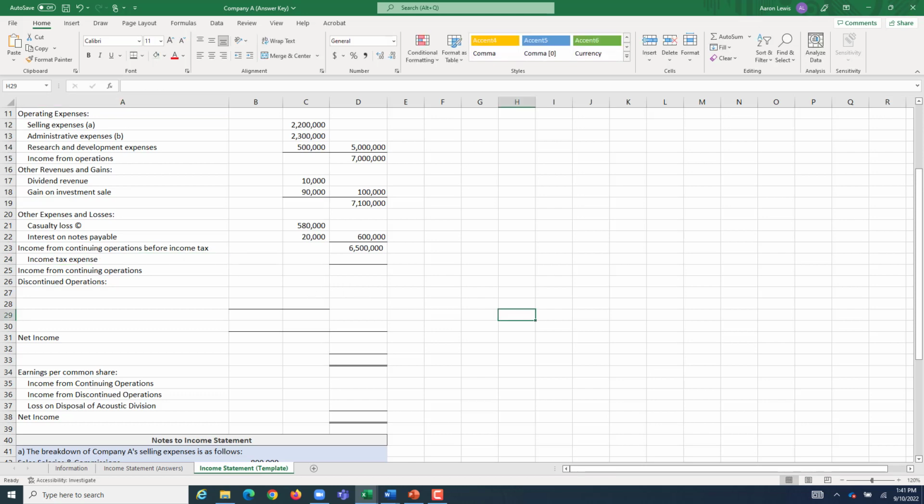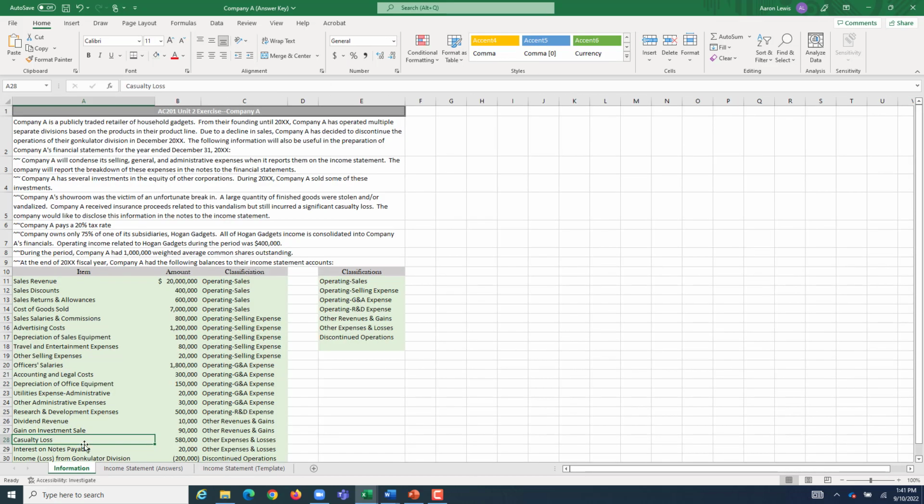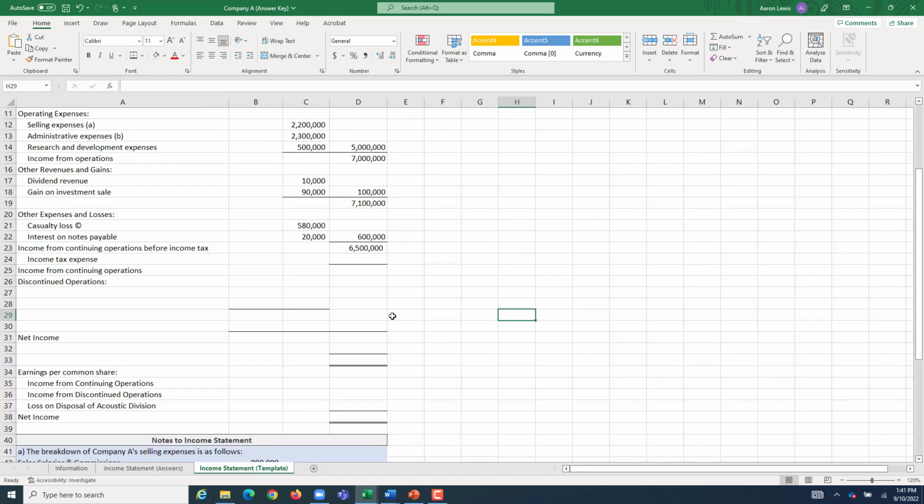And if I go back to our information over here, we don't have a line anywhere that says income tax expense, but we do have a note right here that says Company A pays a 20% tax rate, which means if we're paying a 20% tax rate, we're going to have to pay 20% tax on that $6.5 million in taxable income we had from continuing operations.